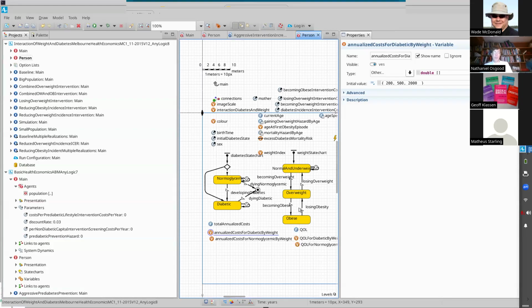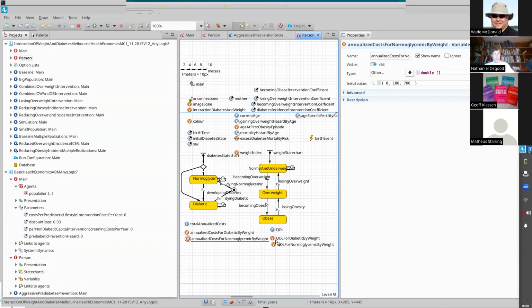The cost borne for people of different weights is different if the person also has diabetes compared to if they don't. If they're normal glycemic, there are different costs borne by each weight state. Now, these are costs on a per year basis. That's why it says annualized costs for diabetic by weight or annualized costs for normal by weight.